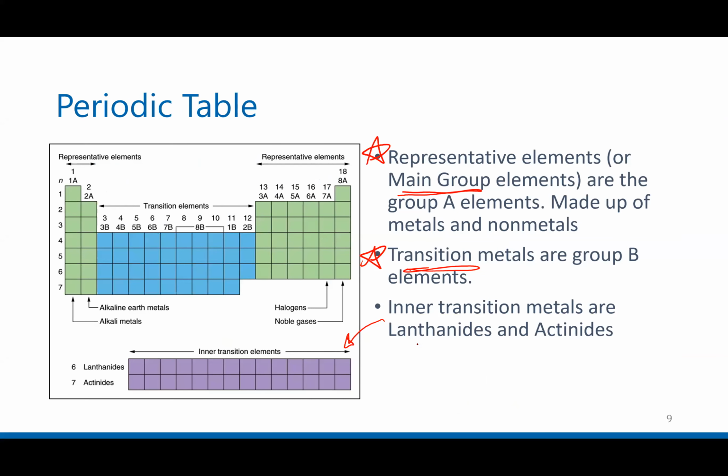So let's go back and look at this slide. The green are your A block. The blue is your B block. And again, inner transition metals you don't really need to worry about. So remember what I said to you guys yesterday.